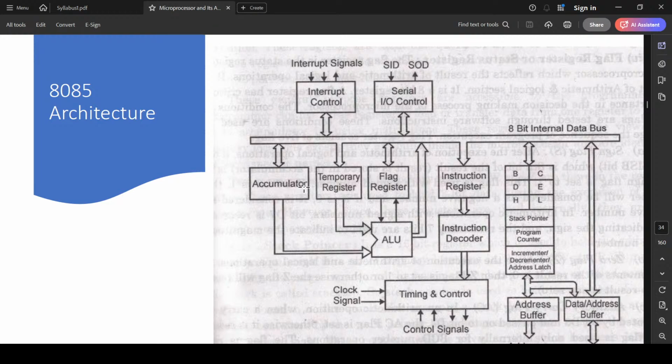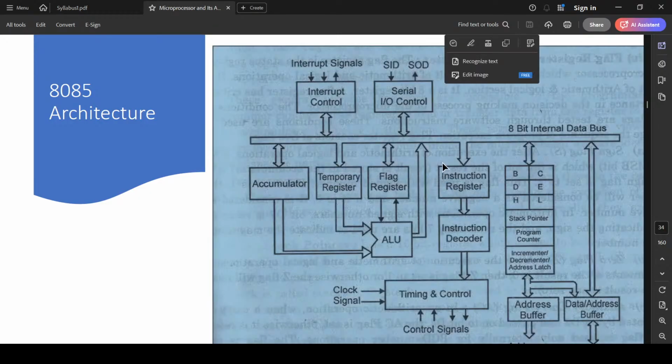Temp, flag. This is unidirectional to the temporary register because it's temporary, and these two are bidirectional. The accumulator gives the values to the ALU, the temporary register to the ALU, and the flag register is unidirectional. The ALU gives the values to the data bus, and it will pick the data from here only.